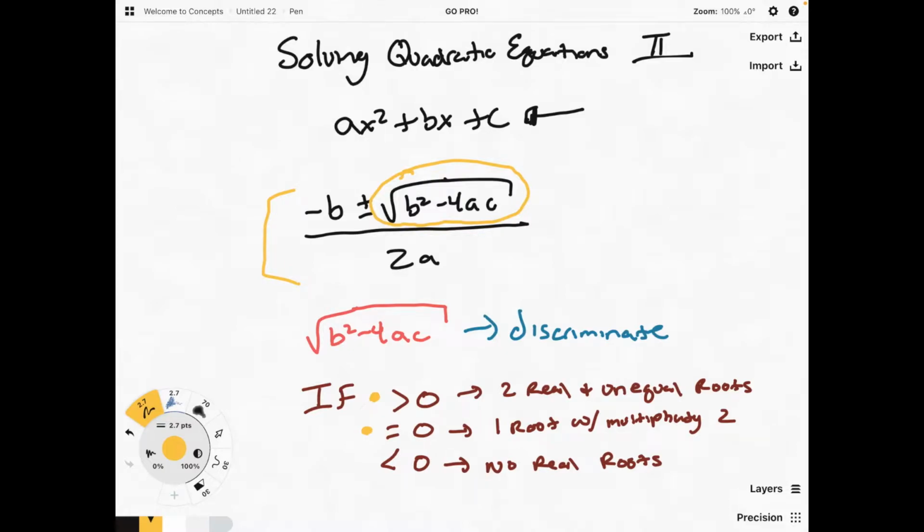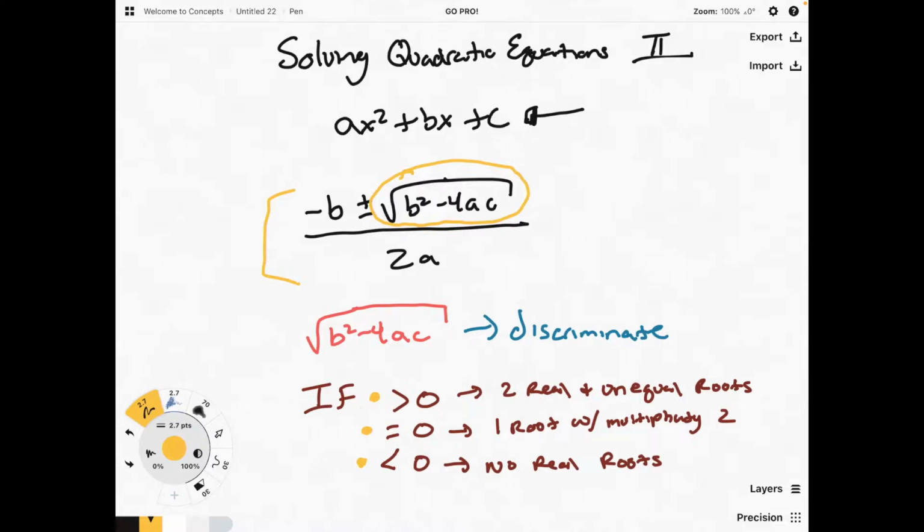And lastly, if the discriminant, or the square root of b squared minus 4ac, is less than 0, you're going to have no real roots. With no real roots, you will have to work with imaginary numbers. Now, we will not get into imaginary numbers in this video, but if you need a refresher, I will link a video in the description below.